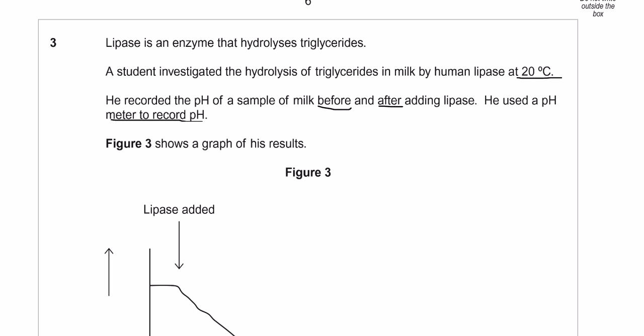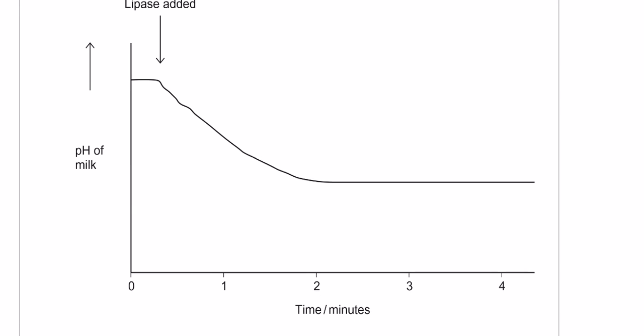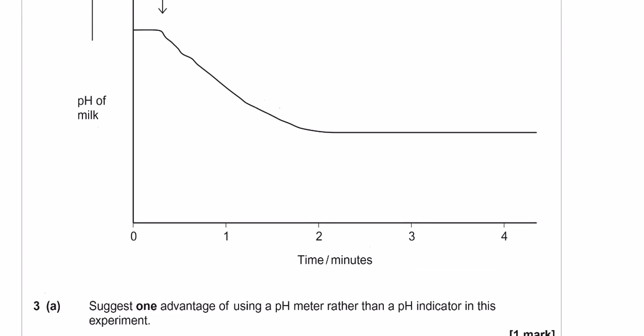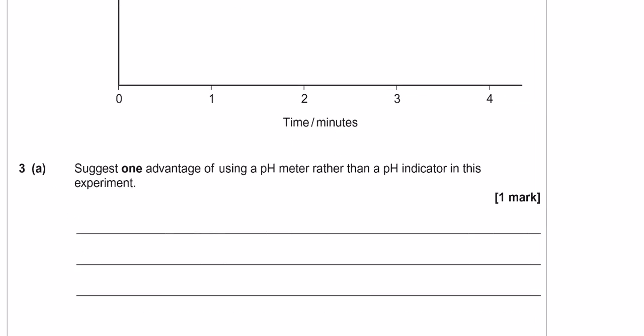Then it shows a graph of the results, so let's have a look at the results. Okay, there we go. So you've got pH, lipase added. So obviously as the lipase is added, the pH is reducing, it's becoming more acidic, and then it's leveling off for a particular reason.